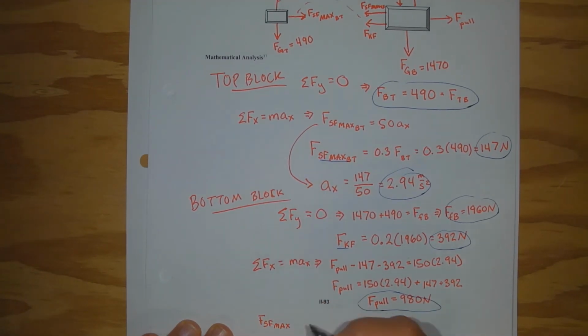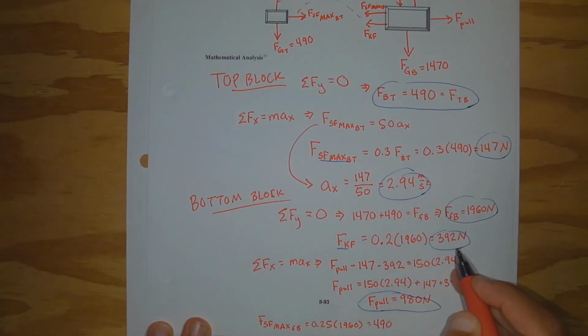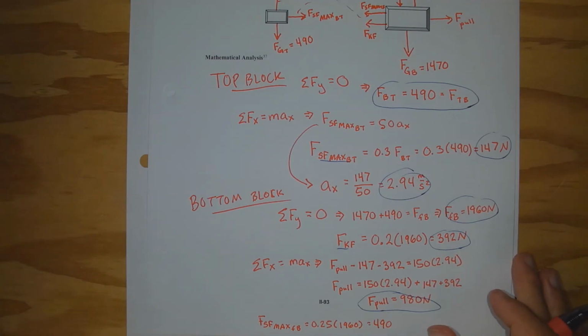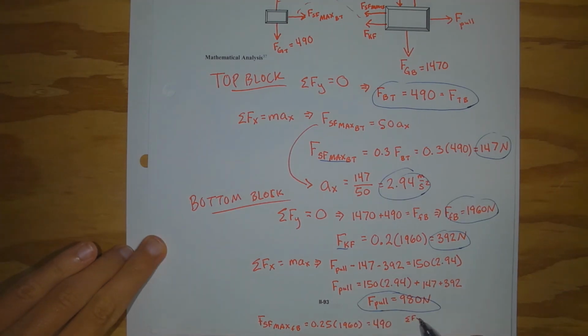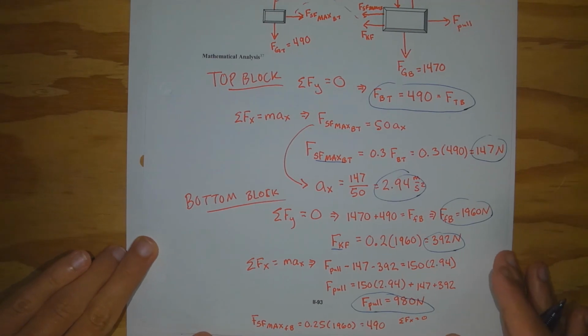The maximum value for the force of static friction between the floor and the bottom block is 0.25. The normal force was 1,960. So this gives me 490. That should be larger than the force of kinetic friction that we had here. And if the acceleration is 0, you have the force of the pull. Sum of the forces in the x direction would be equal to 0 if it's not moving.